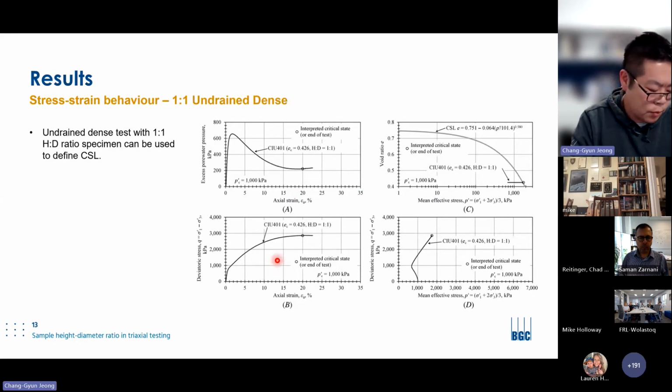And this is another example. This is a dense undrained test with strong dilative behavior, which is not conventionally used to define the critical state line. We generally use loose undrained tests only to locate the critical state line. But as you can see, it successfully landed on the critical state line. So that's another benefit of using 1-to-1 testing, the critical state triaxial test.